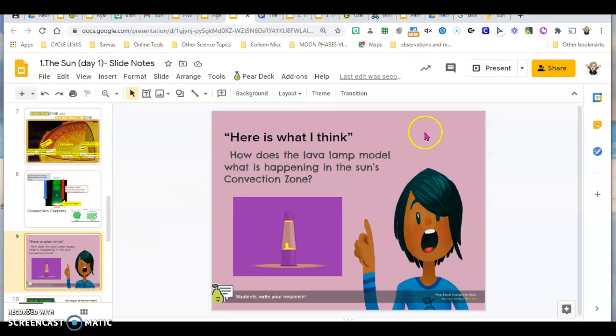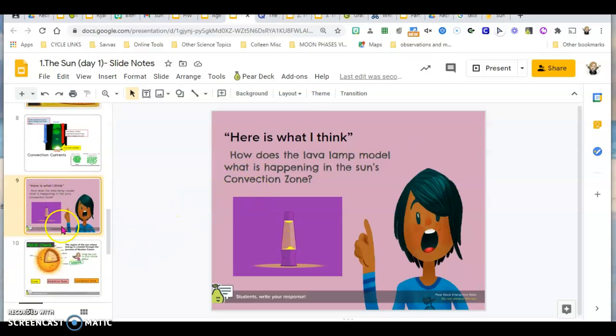Here's part of our Pear Deck lesson. Here is what I think. How does the lava lamp model what is happening in the sun's convection zone? And you're going to write your response in the text box on your student paced Pear Deck. If you were in class, we did this together.